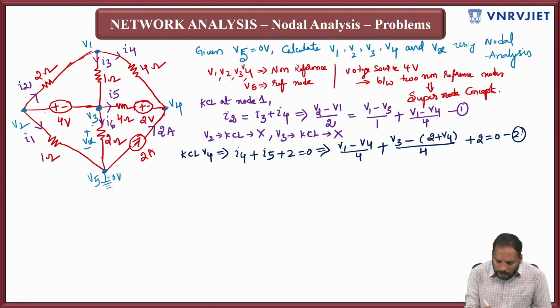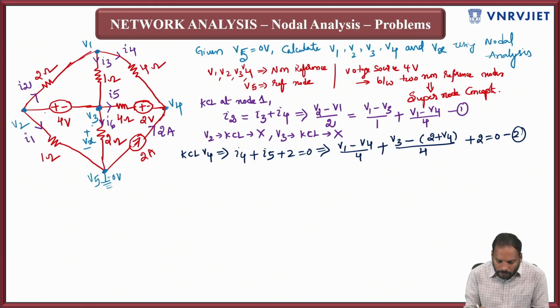Now applying KCL at the fifth node, it is a ground node, so it is not possible. Let me check the KCLs. How many KCLs have we done till now? We have done only 2 KCLs, right? But how many unknowns are there? There are 4 unknowns.